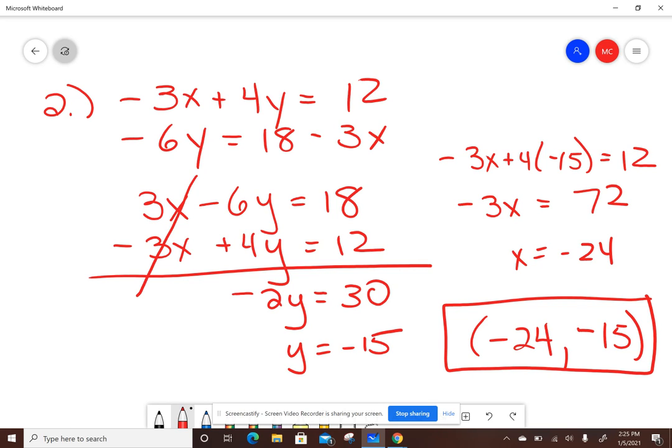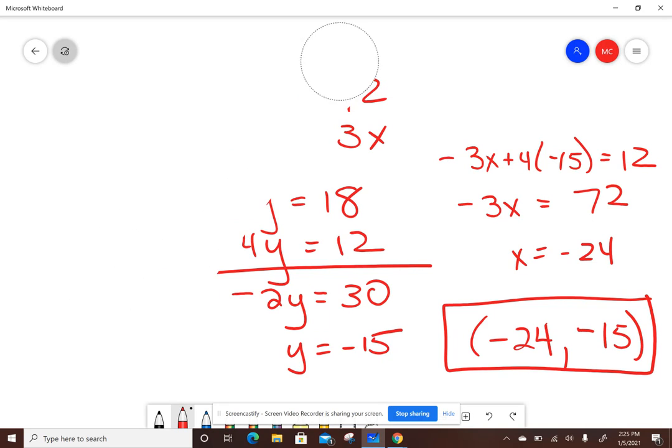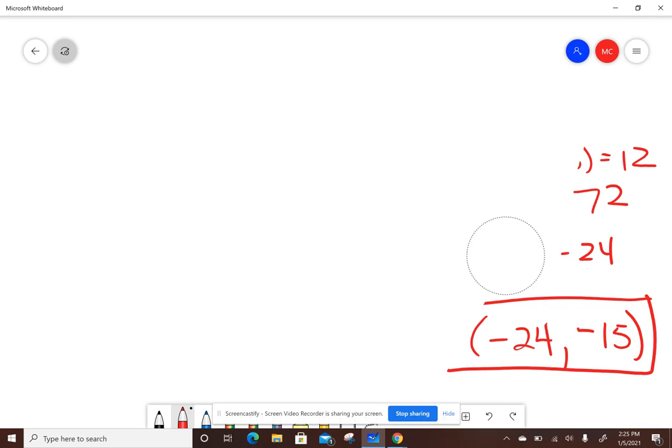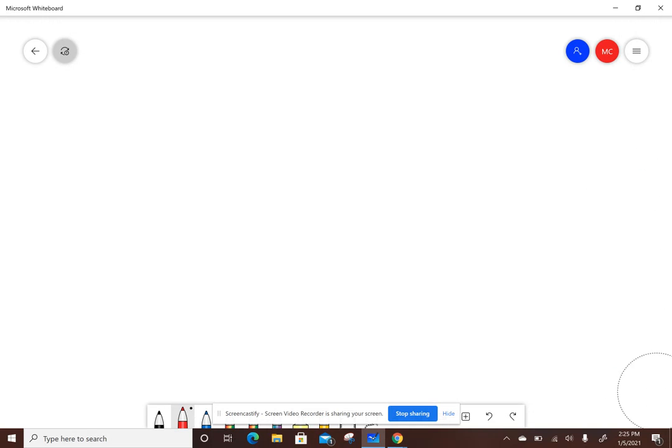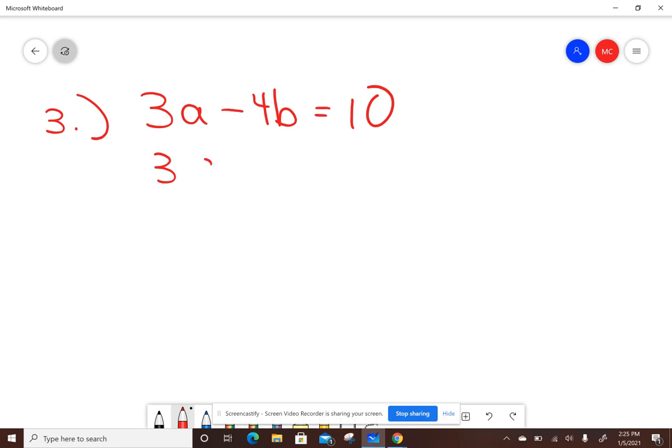Okay, now let's look at number 3. Now, for number 3, we have 3a minus 4b equals 10. 3a plus 10b equals 24. Now, again, ideally, I'm looking for a situation where I have same coefficient, opposite sign. But I look here and I see, well, I have same coefficient, but it's the same sign.